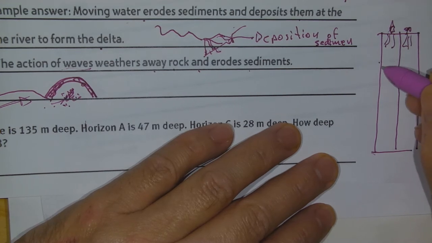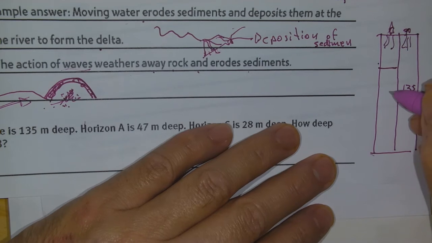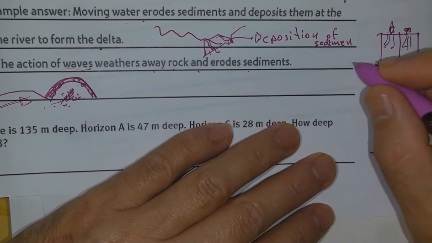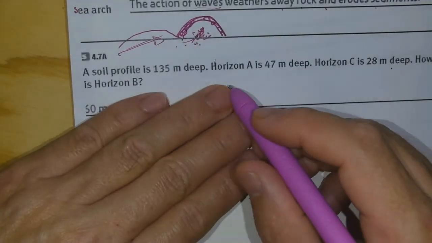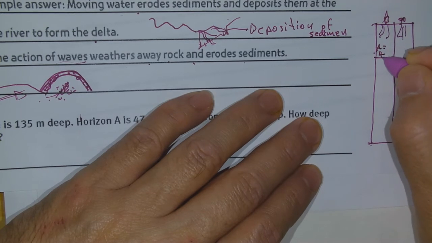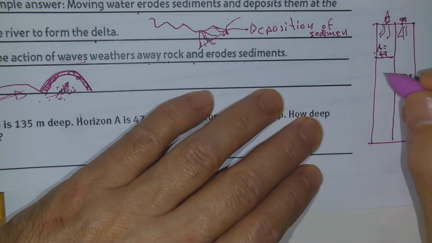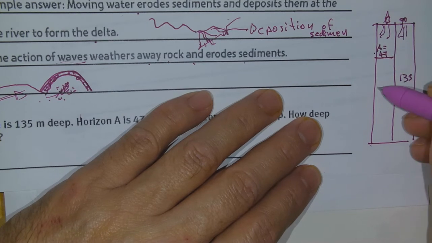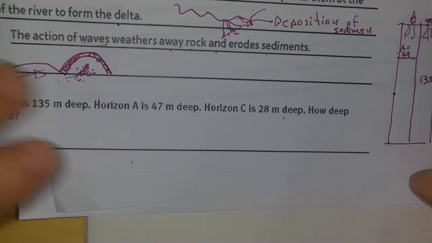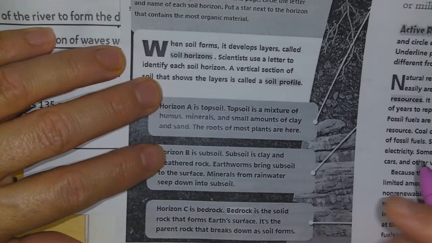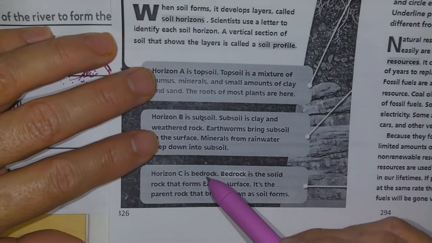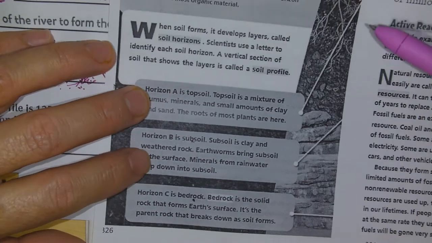Here, the top part is the soil, the horizon A. Horizon A is 47 meters. That's the topsoil, they call it topsoil. Then you see here I have the topsoil, the subsoil, and the bedrock. Those are the three layers.